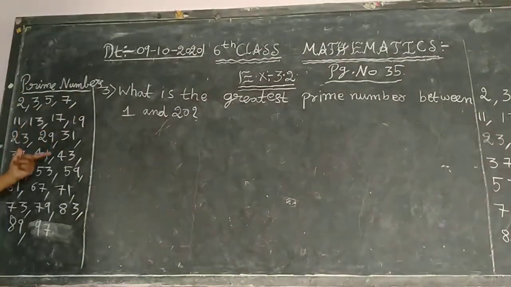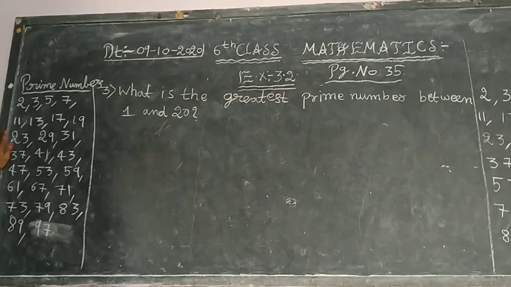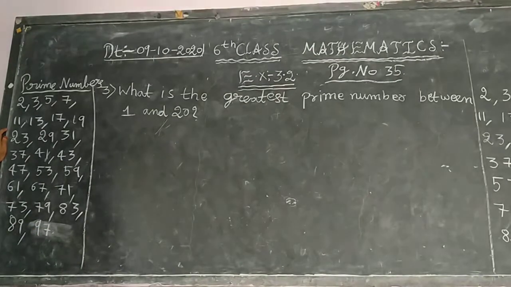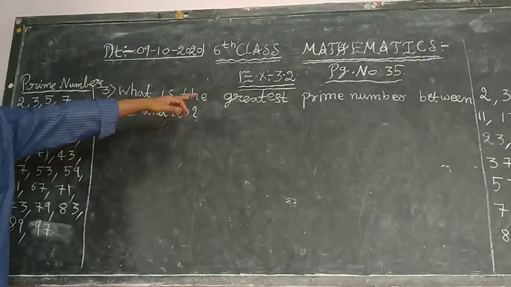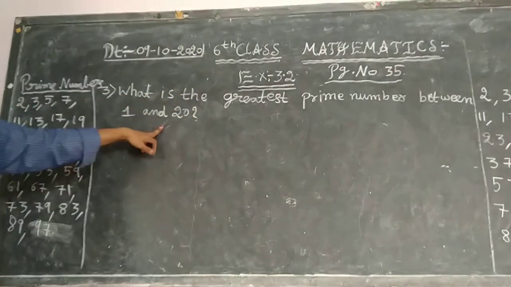You know what prime numbers are. Here I have written all the prime numbers, children. There are 25 prime numbers: 2, 3, 5, 7, 11, 13, 17, 19, 23, 29, 31, like this we have written. From these prime numbers, what is the question? What is the greatest prime number between 1 and 20?